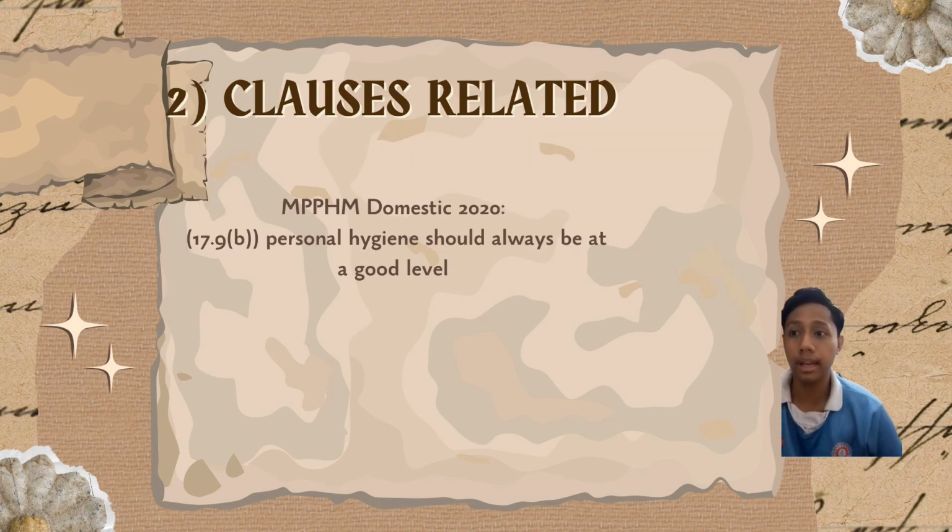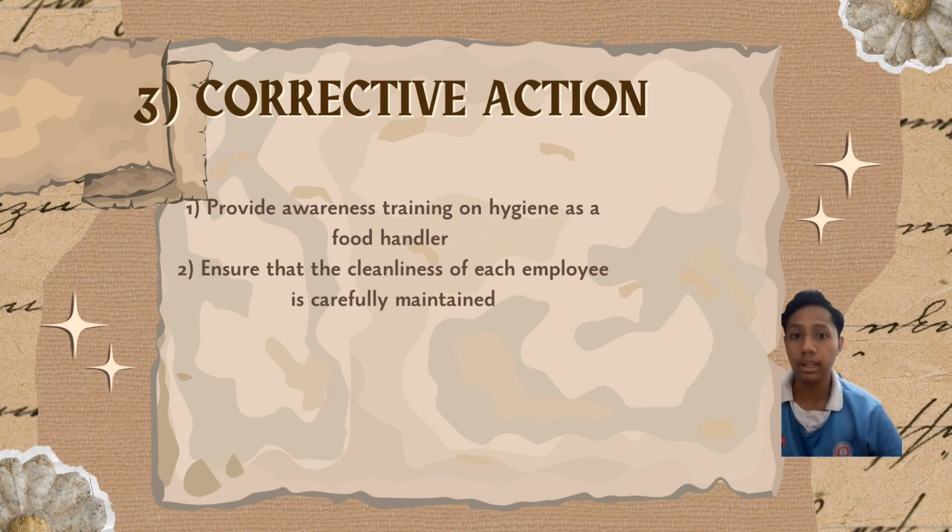So the clause that is related to this NCR is the MPPHM Domestic 2020 on clause 17.9B, personal hygiene should always be at a good level. Next, for the corrective action that we can take on this NCR, number 1, provide awareness training on hygiene as a food handler. Number 2, ensure that the cleanliness of each employee must be carefully maintained every day.